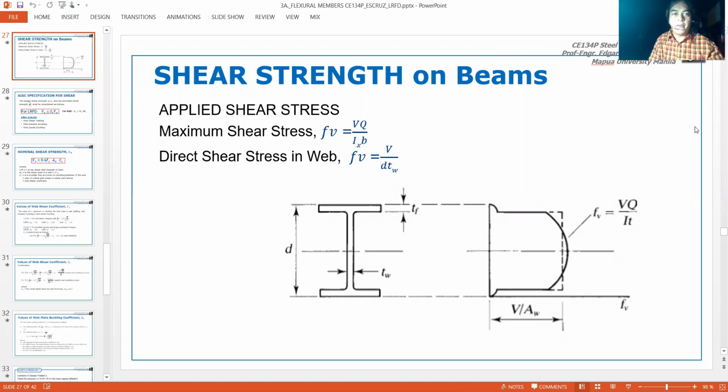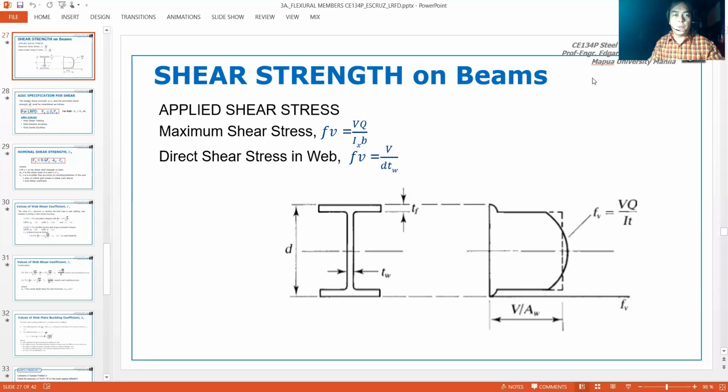So hi everyone. Today we're going to check the second requirement on flexural members, and this is the shear strength on beams. After checking the adequacy or considering the first requirement on steel beams, which is the flexural capacity, we need to check also the second requirement, yung shear strength on beams nga.